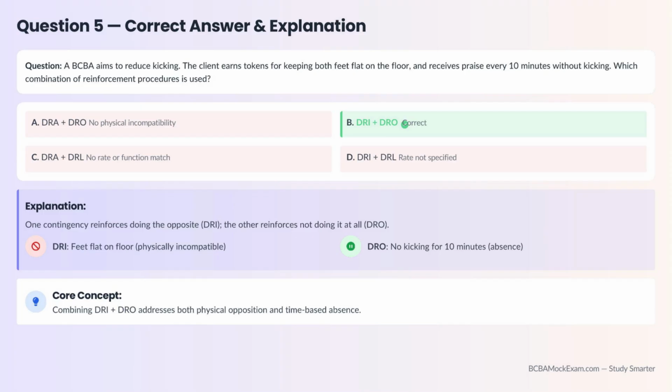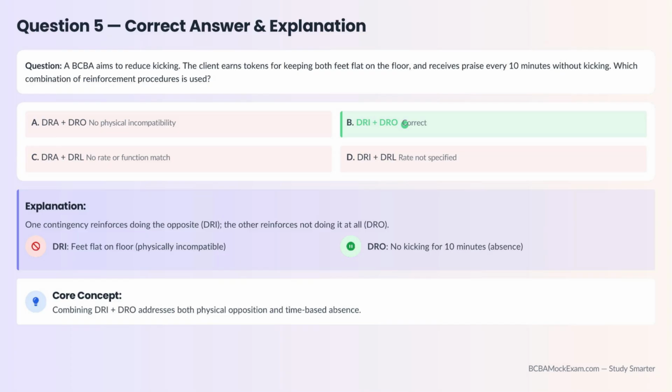The correct answer is B, DRI plus DRO. The DRI part is reinforcing feet flat on the floor, which directly blocks kicking. The DRO part is praising every 10 minutes in which no kicking occurs, regardless of what else the client is doing appropriately.